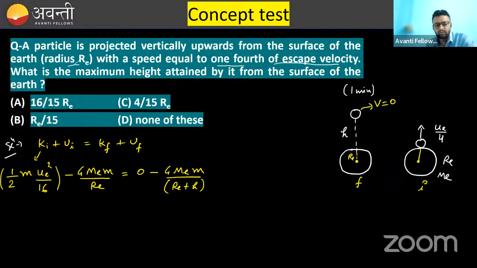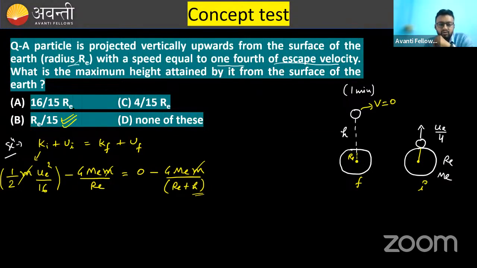Can I leave it to you? Can you solve it? m will be cancelled out in the whole equation. You can place the value of ue from the escape velocity relation, and after that you can simplify the value and you can solve for h. I hope this can be done by you, and I hope you will get the answer as Re by 15.